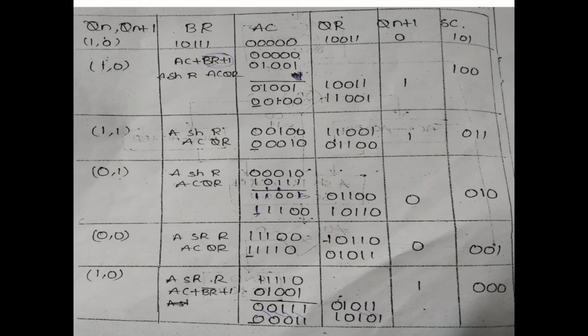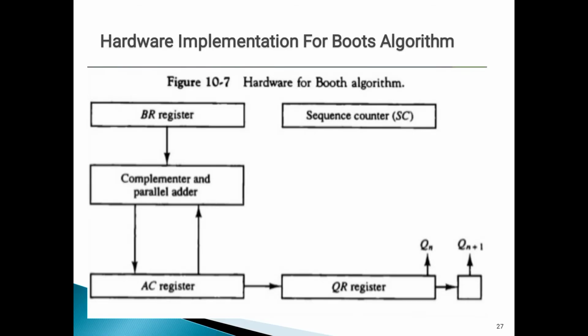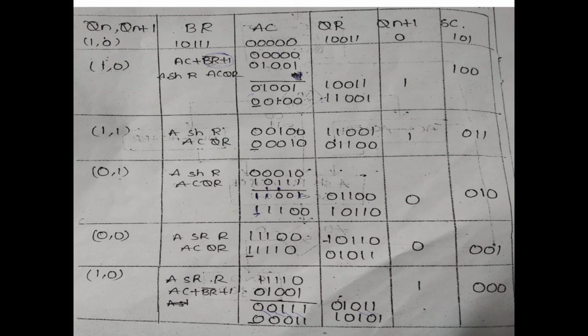So again to check the value, qn comma qn plus 1. So here what is the qn value? Previous next least significant bit anta? 1. So here 1. ఇక్కడ qn plus 1 equal to ఎంత వచ్చింది? 1. So here 1 1. So qn equal to 1, qn plus 1 equal to 1.